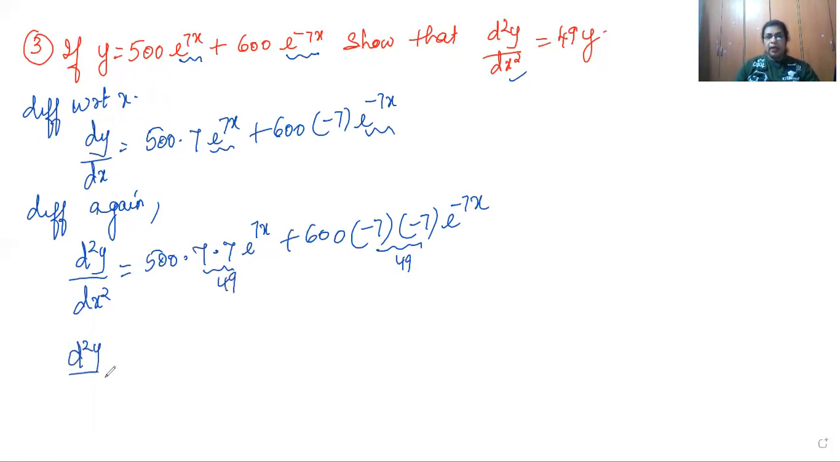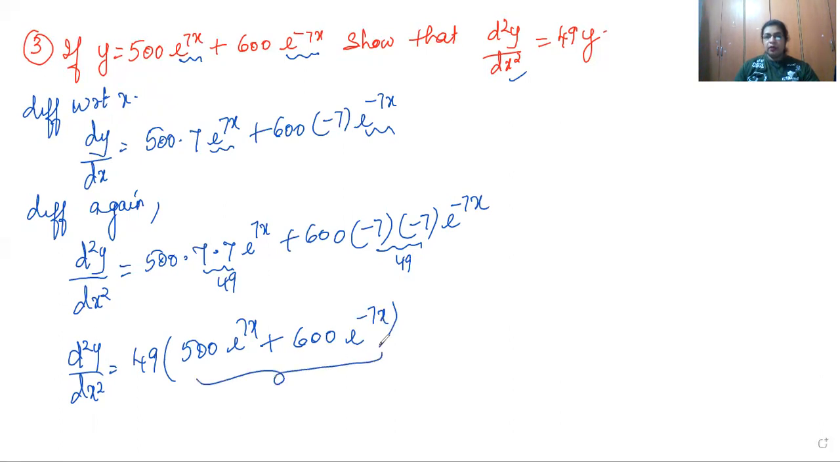So d²y/dx² is equal to 49 times what is inside the bracket: 500 into e^(7x) plus 600 into e^(-7x). But what is this? Nothing but, from the question, it's equal to y. So therefore, we have reached d²y/dx² is equal to 49 into y. Done. Very simple, not even 5 steps for 5 marks. Clear? Okay, let's go to the next question.